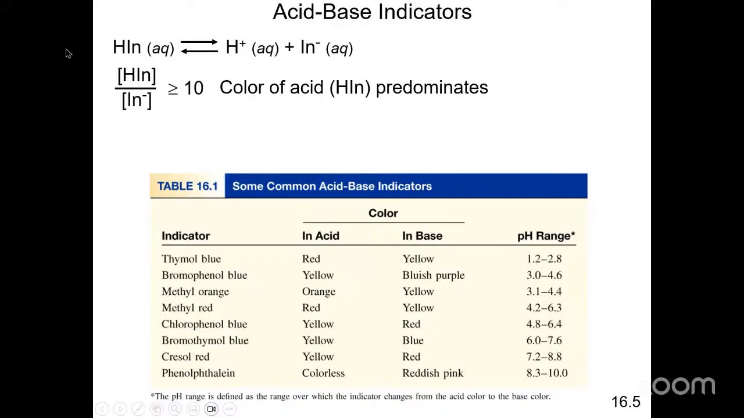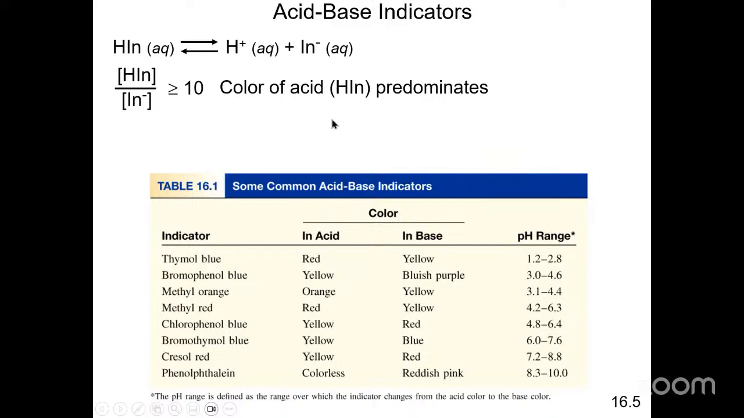And what will happen is that this substance, HIn, the undissociated molecule, will have one color and the conjugate base will have another color, right? And by adjusting the H plus ion concentration, we can favor one over the other, all right? So for example, if the concentration of the undissociated molecule is greater than that of the conjugate base, where the ratio is greater than or equal to 10, then the color of the undissociated molecule will predominate.